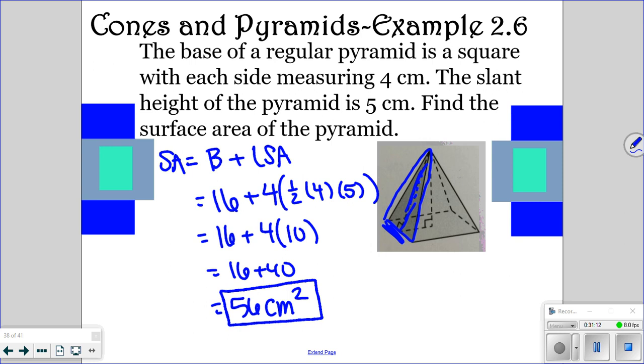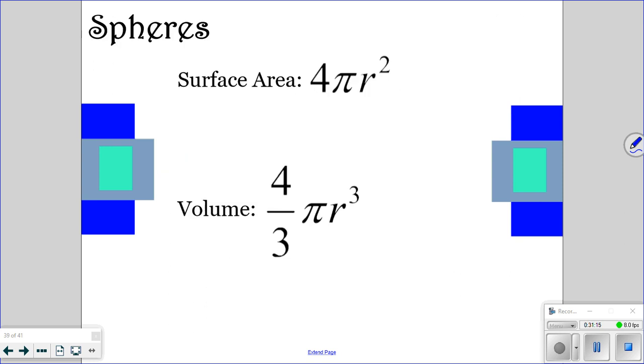Now we're going to look at spheres. The surface area formula is 4 pi r squared. The volume formula is 4/3 pi r cubed. So the one that you divide by 3 is the one that's cubed. Volume is always units cubed, so your radius is cubed. Surface area is always units squared, and so your radius is squared. It's kind of how I remember it. However you want to, you do have to learn the formulas. So we're going to look at an example.